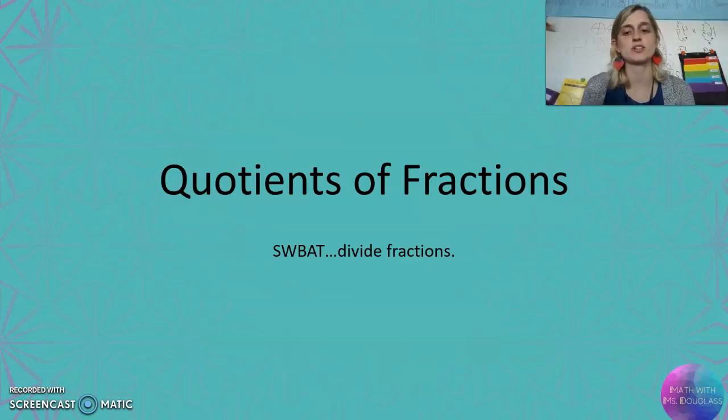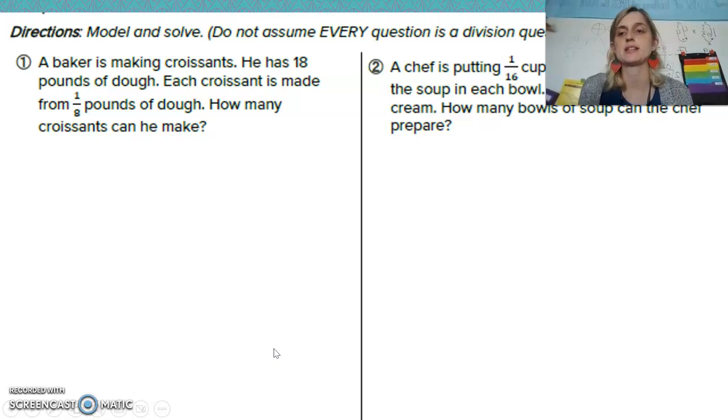Mathematicians, let's do our homework on dividing fractions. All right, so the first homework problem says, a baker is making croissants. He has 18 pounds of dough. Each croissant is made from 1/8 of a pound of dough. How many croissants can he make?